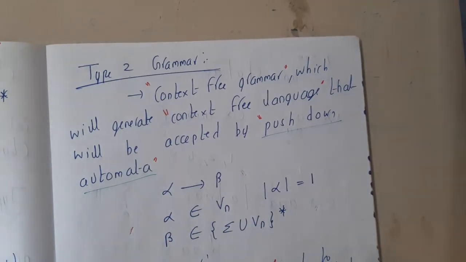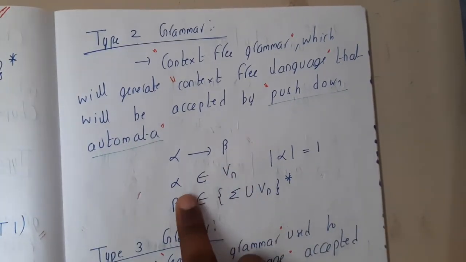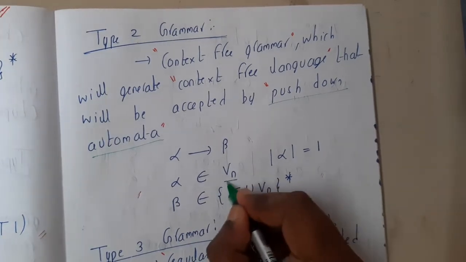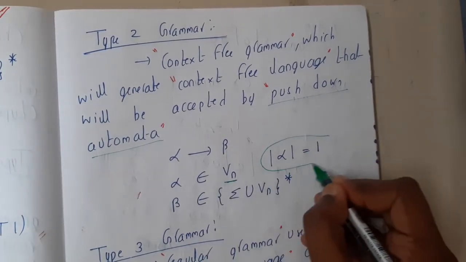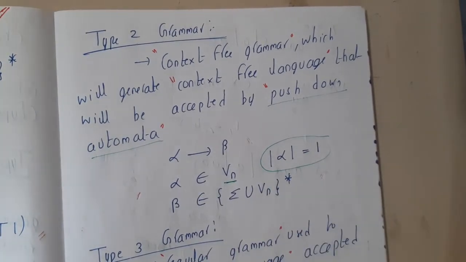The rule here is alpha implies beta, and the left hand side should be only one non-terminal, exactly 1. Not more than 1, not less than 1. On the right side there could be anything. That is what type 2 grammar says.